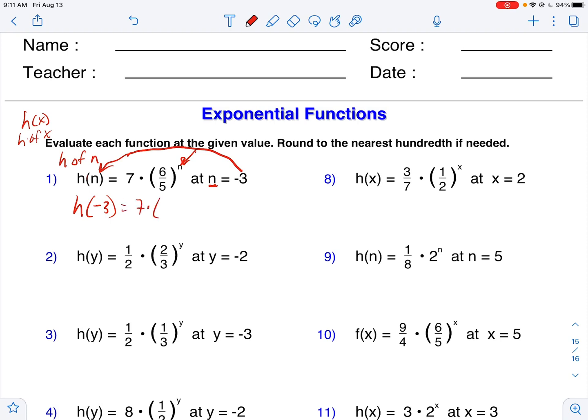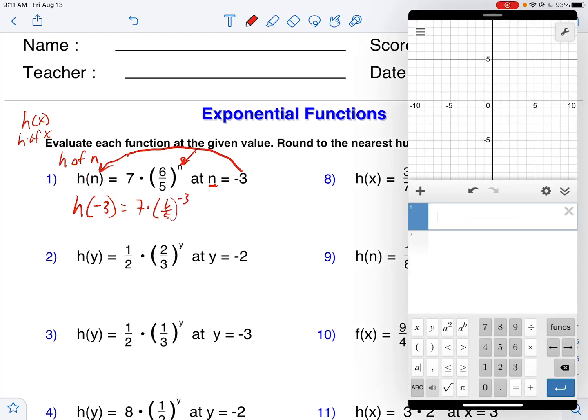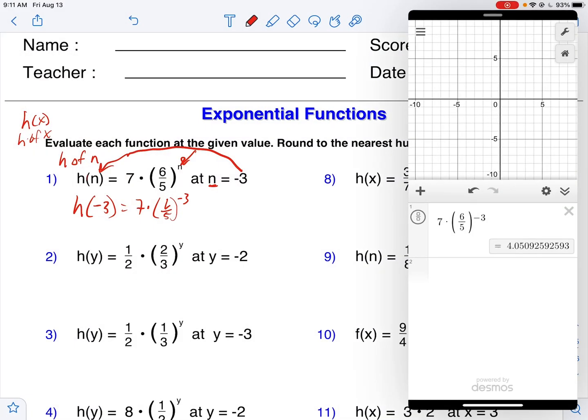So it becomes 7 times 6 over 5 to the negative 3. And what I'm going to do is I'm going to do 7 times parenthesis 6 divided by 5 parenthesis, nope, back outside parenthesis to the negative 3. And it says round to the 100th. That's 2 decimal places. So 4.05, behind the 5 is a 0. It stays there. So it's about 4.05.